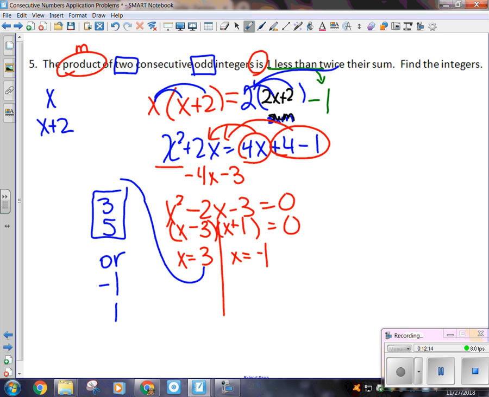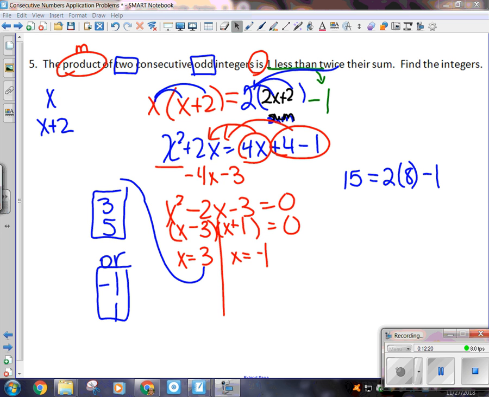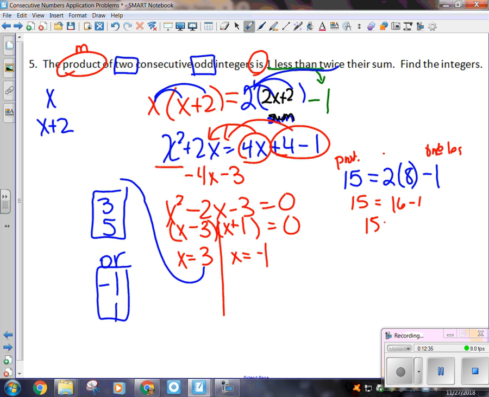Product of 2 is 1 less than twice their sum. Okay, I'm checking, and this is the product of the 2. I'm using 5 and 3. Is 1 less than twice their sum, which is 8, and that would be 16 minus 1. So 15 equals 15. I was just checking to see if I put numbers back in, so I can verify this one works. Let's check the next one.